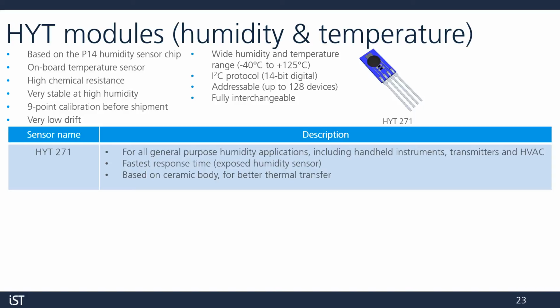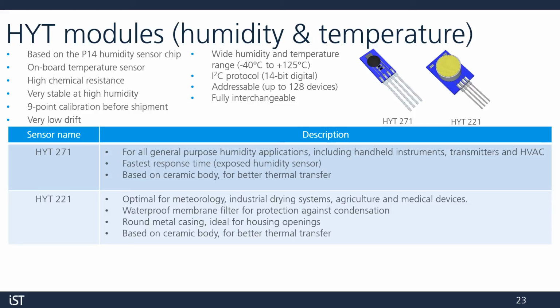First up, we have the HYT-271, which is a good general purpose sensor. Example applications include handheld instruments, transmitters, and HVAC. Since the P14 element is exposed to the environment, it has the fastest response time. The body of the sensor, the blue part, is ceramic, which has better thermal transfer qualities than a resin or plastic-based module.